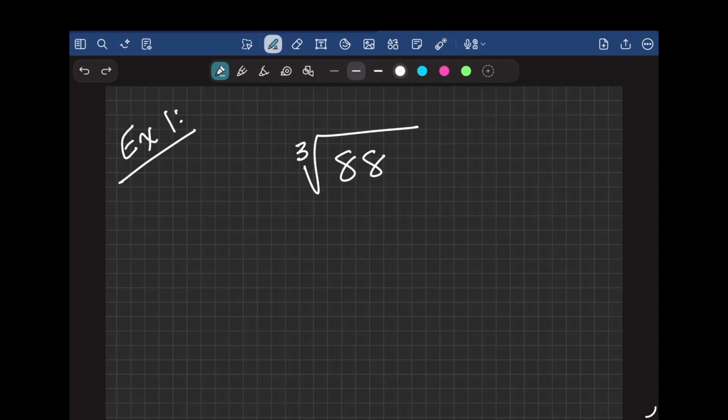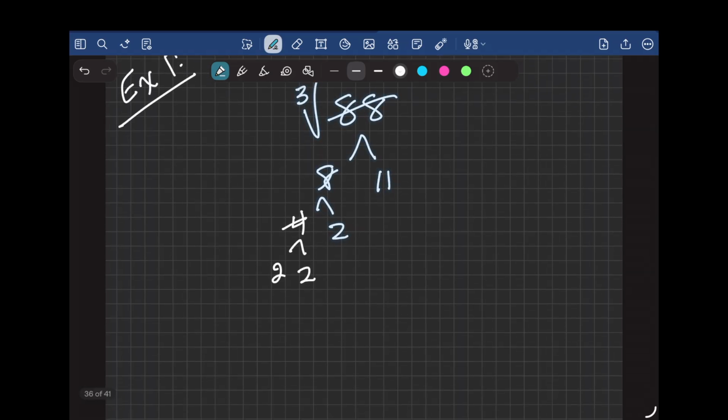So when I look at 88, I want to find two numbers that multiply to give me 88. So I can do 8 times 11. 11's prime, which means only 1 goes into 11. So I'm not going to break that one down, but I can do 8. So 8 is 4 times 2. Breaking down 4, we get 2 times 2. And now I have all of the numbers broken down.